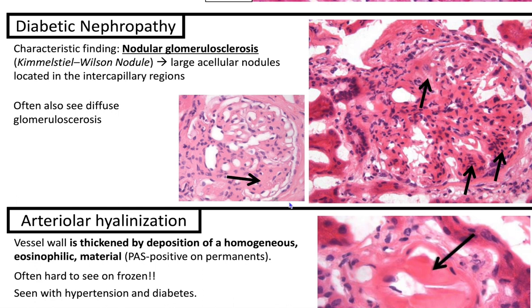Diabetic nephropathy. Characteristic finding, as you've learned from med school, is your Kimmelstiel-Wilson nodule, or nodular glomerulosclerosis, where histologically you'll see these large acellular nodules located in the intercapillary regions. And you often also see diffuse glomerulosclerosis.